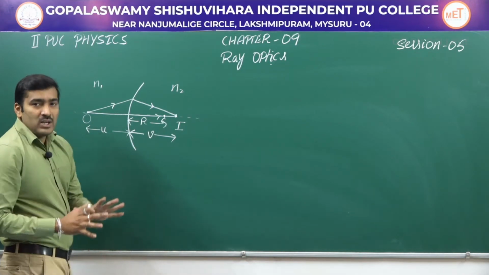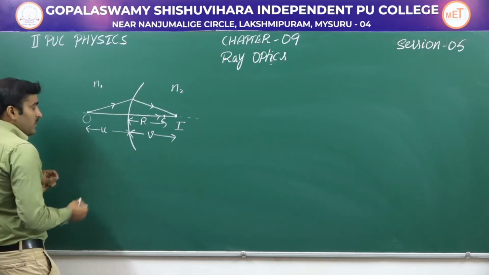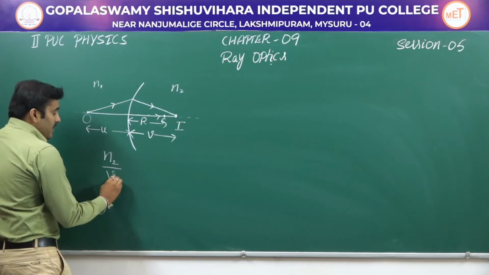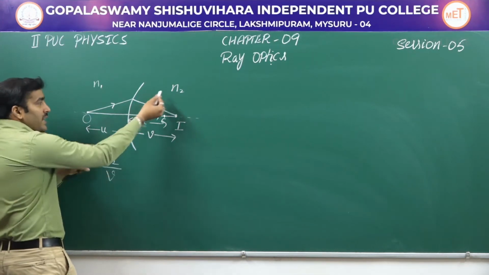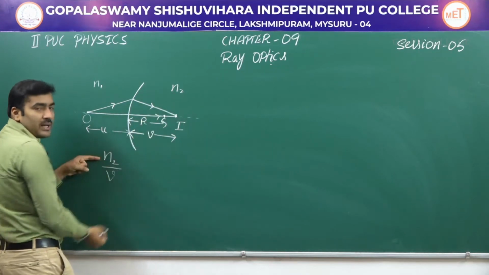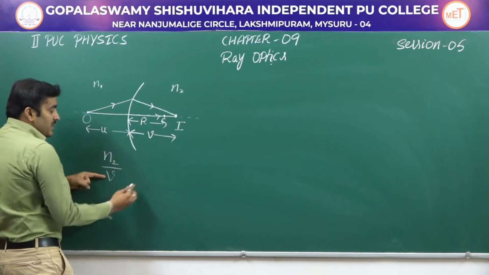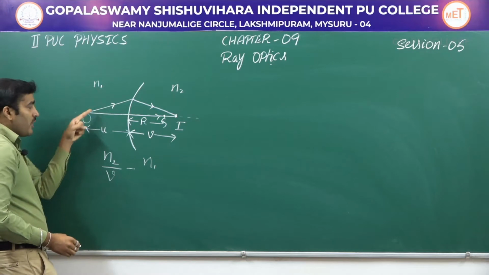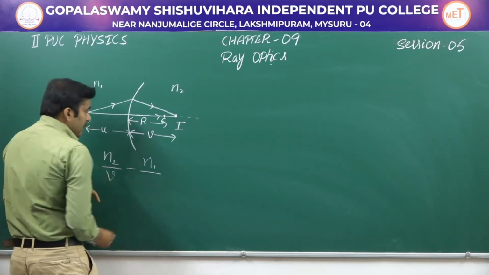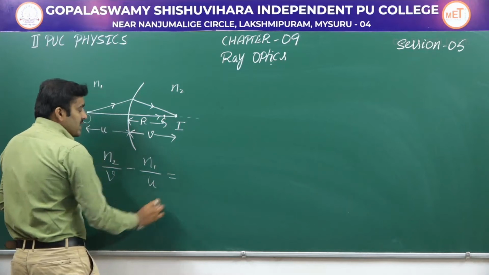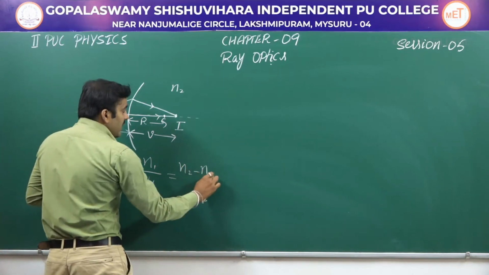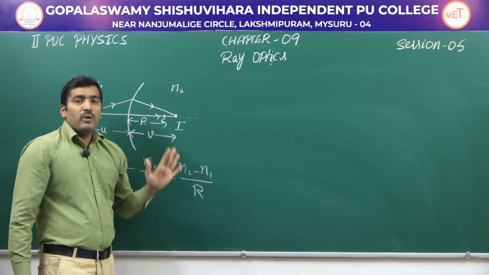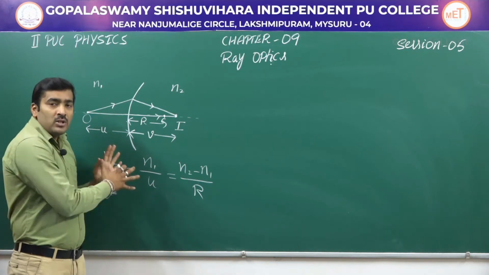So if we write a relation relating all these quantities, the relation looks like this: N2 divided by image distance v. N2 is the refractive index of the medium where the image is present. So N2 divided by image distance minus N1, where N1 is the refractive index of the medium where the object is present, divided by the object distance u, is equal to N2 minus N1 by the radius of curvature R. Okay, so this is the relation we obtained from the refraction of light through a spherical surface.